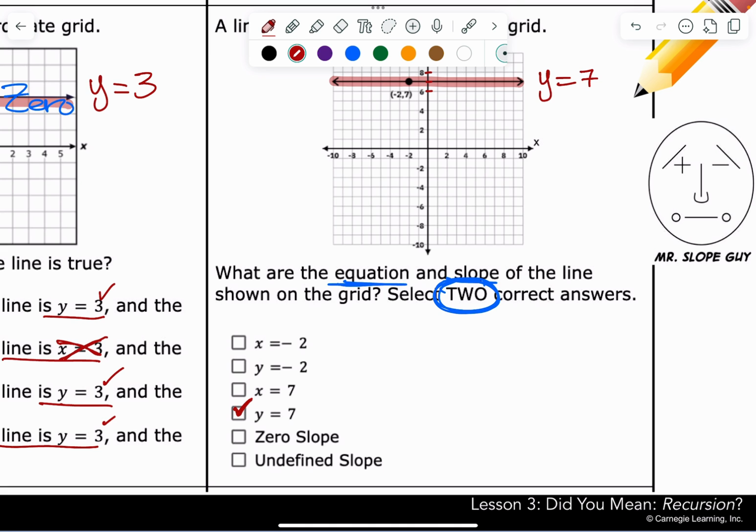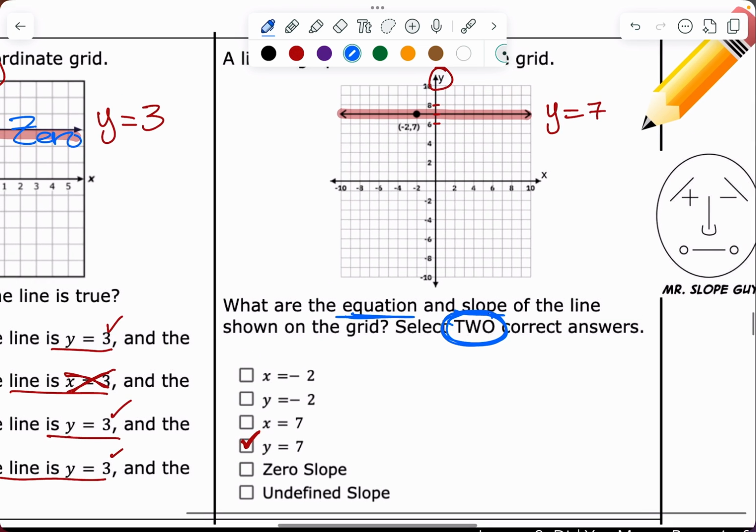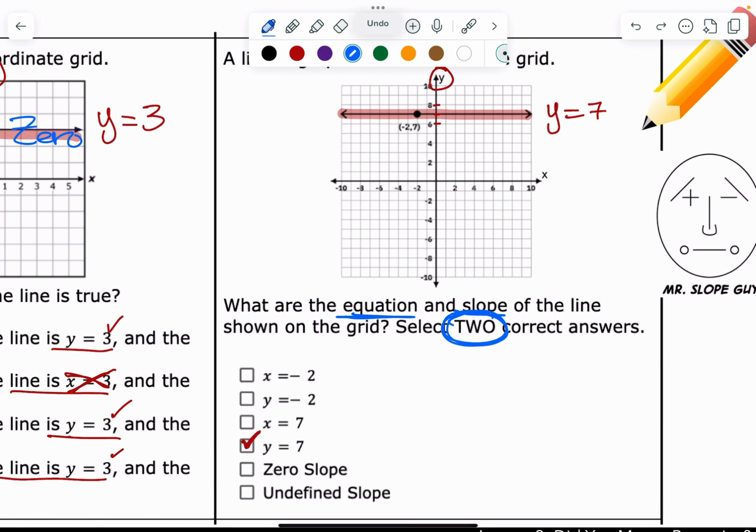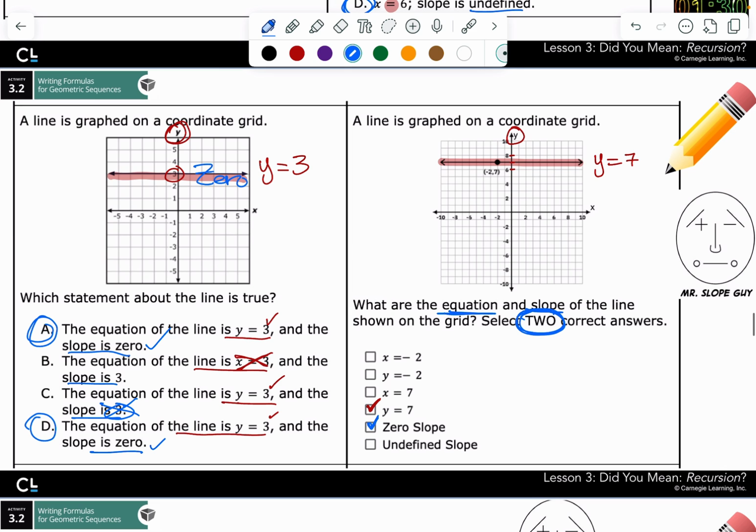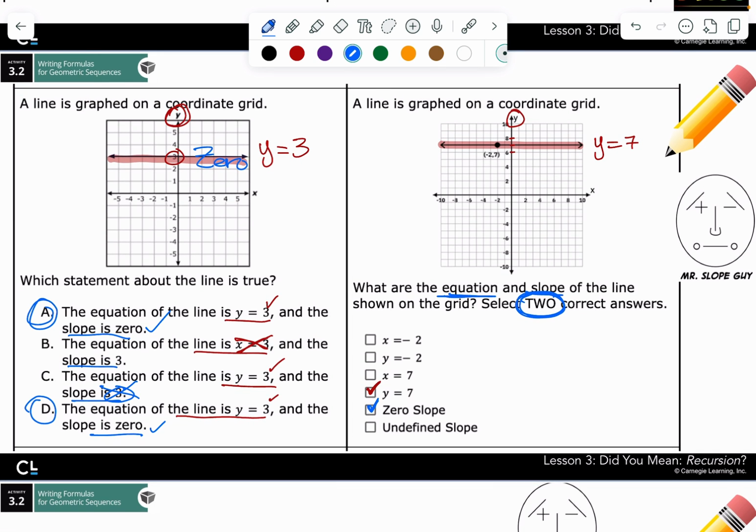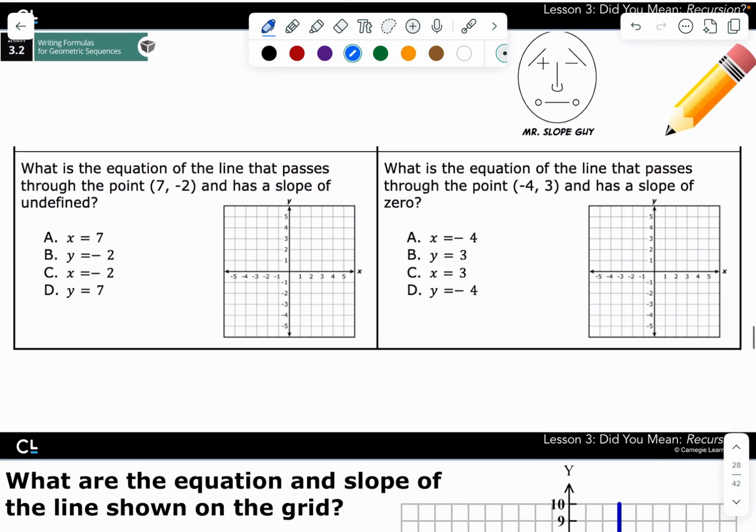So that's one of my answers. And I also know that this is a line that goes left and right. If I'm going left and right, it should be 0. So my slope is 0. 0 slope. So those are my 2 answers. Okay? So let's go to the next one.